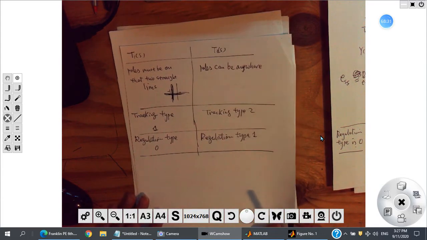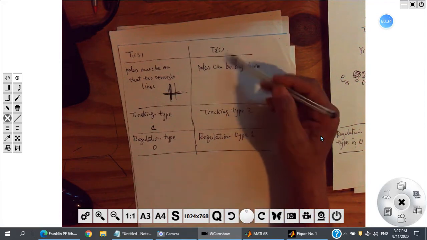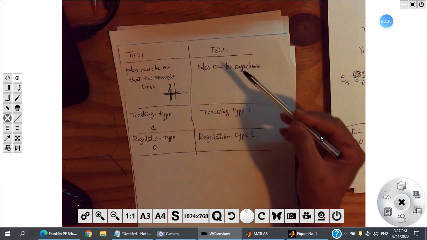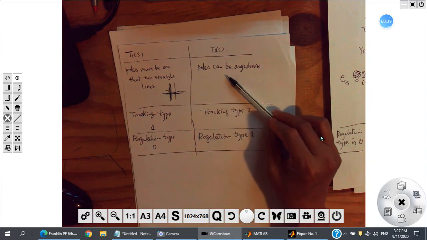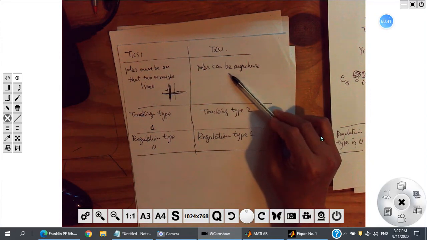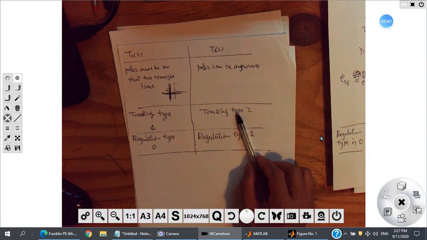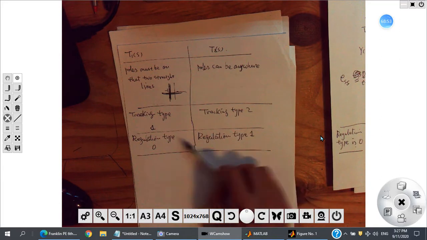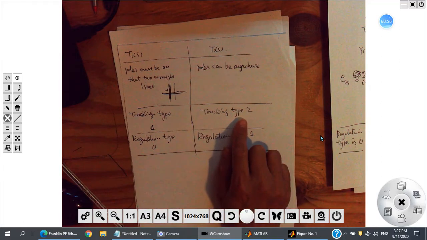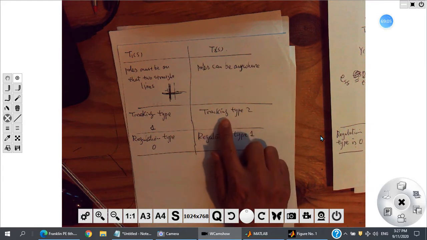Alright, we have a result. You can see, obviously T2 is better. You can put poles anywhere you like. And the tracking type is 2. That means if the reference signal's power is lower than 2, that means the power of 1 or 0, so it's a ramp input or a constant input, then the system can track it.